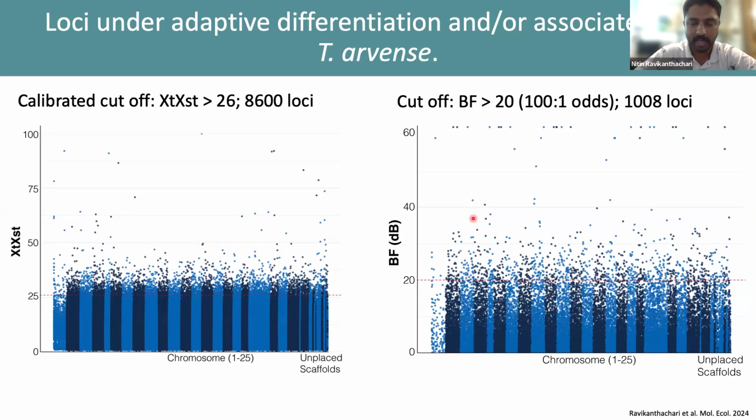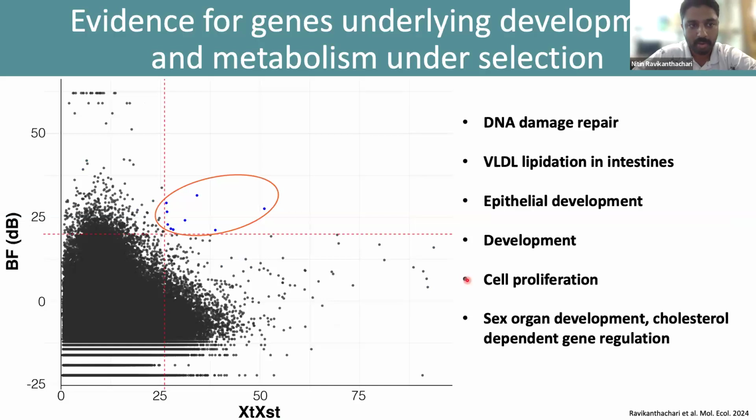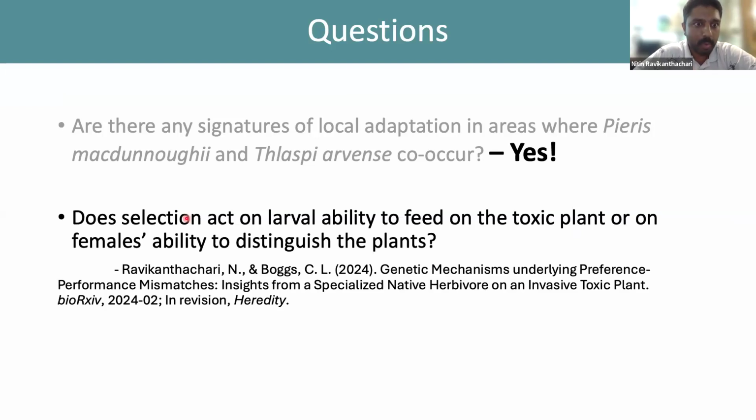But what I was specifically interested in was to find out if there were loci that were both adaptively differentiated, as shown by the XTX scores, as well as associated with class P presence, as indicated by BF values. We found about 9 loci that were both adaptively differentiated as well as associated with class P presence. When we looked at what these loci were, we found that most of them were associated with development and metabolism. So this led to our next question: where is selection occurring?